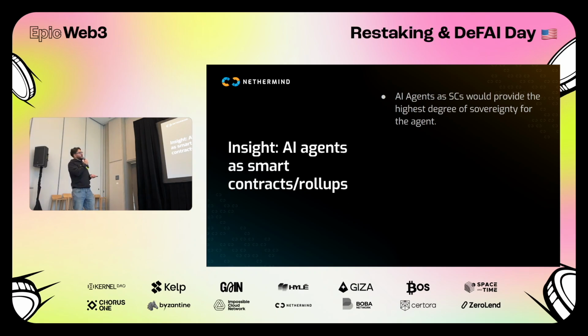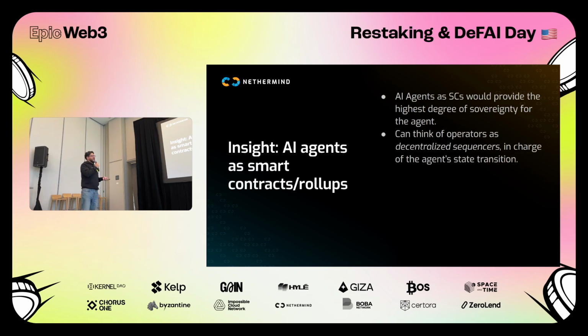But the more you think about this problem, you realize there are a lot of parallels between building this fully decentralized AI agent and building a rollup that uses decentralized sequencing. Let me elaborate on this. If we could build the AI agent as a smart contract, this would provide the highest degree of sovereignty for the agent. In a way, smart contract applications are already sovereign, no one can meddle with them, but they don't have this agentic portion to them. So imagine that we think of the operators of this AI agent as decentralized sequencers that are in charge of computing the agent state transition.